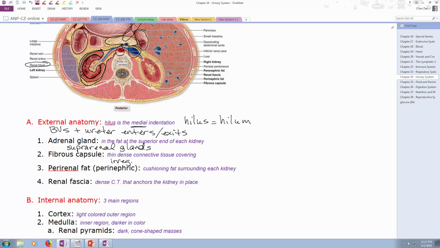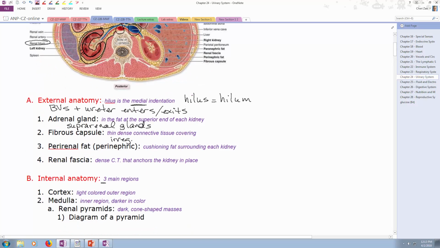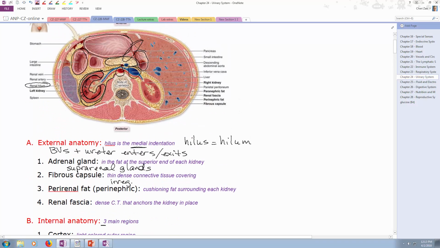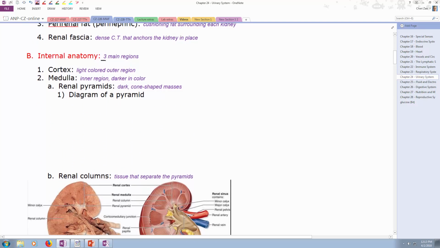Going down now to the written notes, let's take a look at the internal anatomy. Again, 3 main regions. I didn't point out the other region here, which is internal to our medullary area, and this is going to be associated with the renal pelvis, and it's got some breakdowns on that.